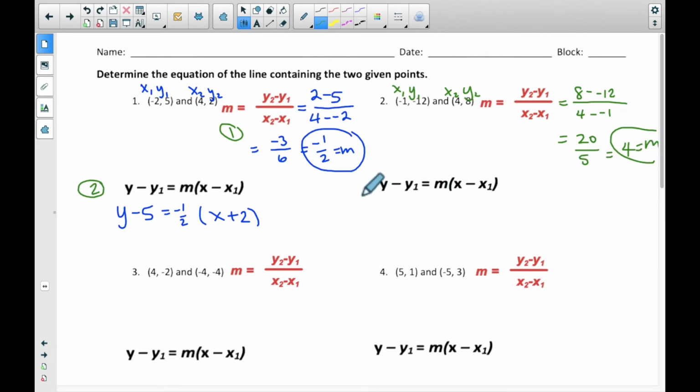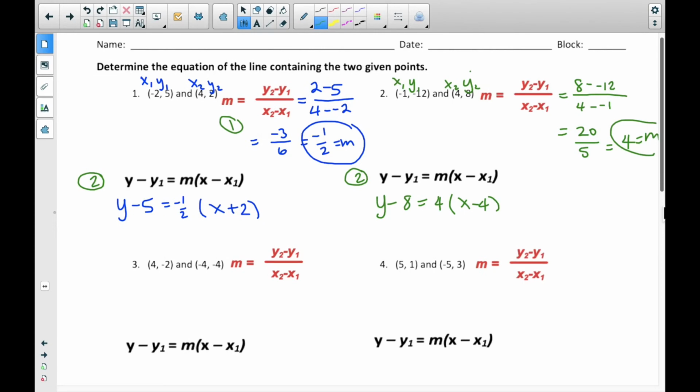All right, so now my step 2 is to use this equation. So I have y, and I could use either one. You know what, last time I used x1, y1, this time I'll use x2, y2, just to show you it's exactly the same. In fact, this one might even be easier for x2, y2 because there's no negatives. So y minus 8 is equal to 4, because that was my slope, x minus 4. And then I'm done. I don't have to do anything else.